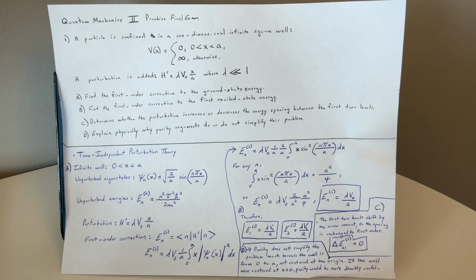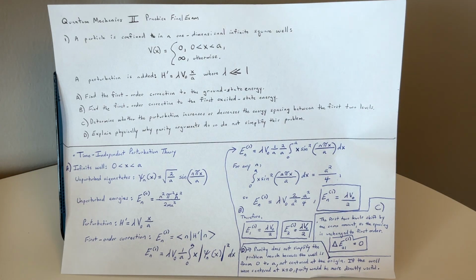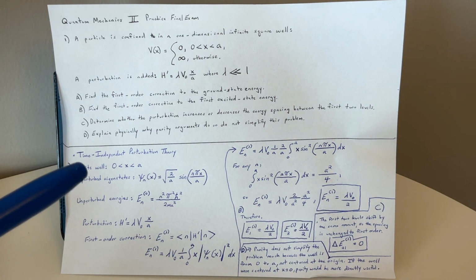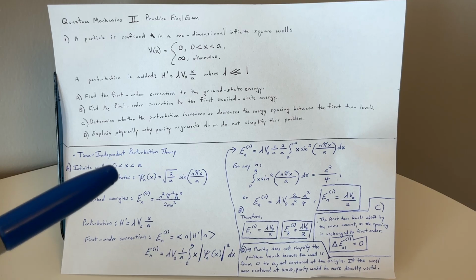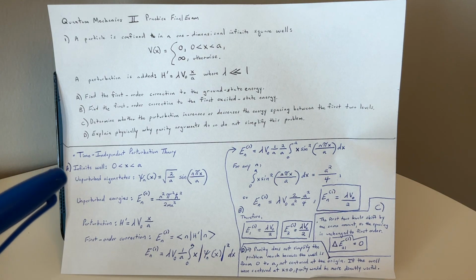Okay, so let's begin with letter A. Find the first order correction to the ground state energy. All right, so this is a time-independent perturbation theory problem. Okay, infinite well, from 0 is less than x is less than a. We have first the unperturbed eigenstates.